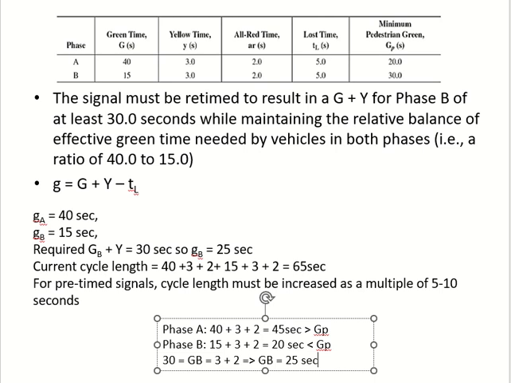Then the next thing I will do is calculate the current cycle length. Cycle length is made up of phases, right? How many phases do I have? 2 phases. A phase includes green, yellow and all red. If I want to calculate total cycle length, I will add green, yellow and all red for A, and I will add green, yellow and all red for B, which is what we have done. 40 plus 3 plus 2 for A, 15 plus 3 plus 2 for B. Clear?